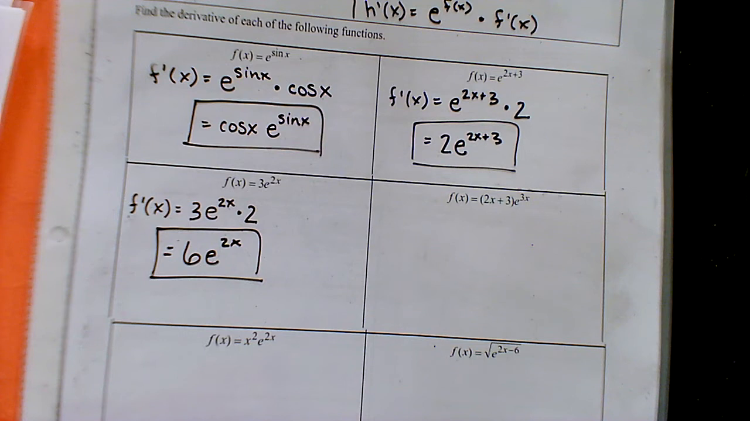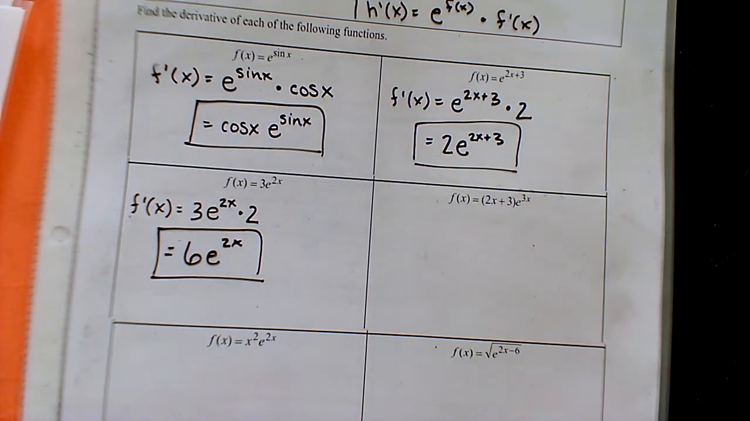What do you guys want to try for the next one? You do. You're multiplying two functions together, right? If you read it out loud, it would be 2x plus 3 times e to the 3x.